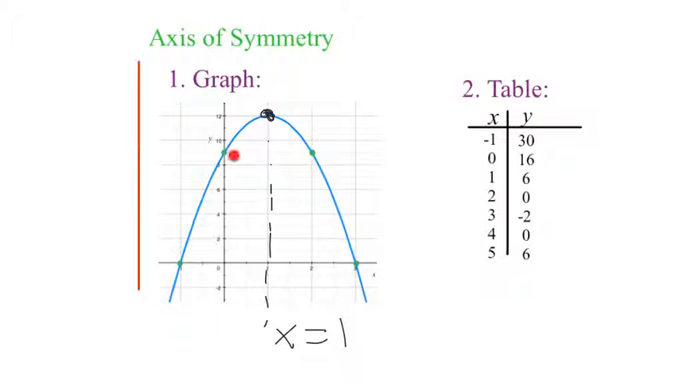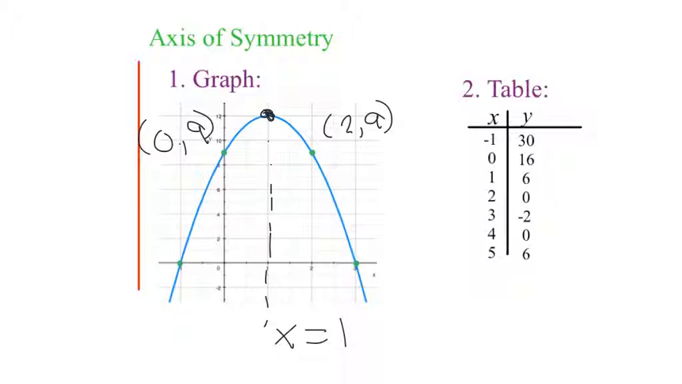Here, for example, I have (0, 9), and here I have (2, 9). Let me just write those in: (2, 9) and (0, 9). What you can see is that those two points have the same y value. That's really what it means for points to be symmetric.